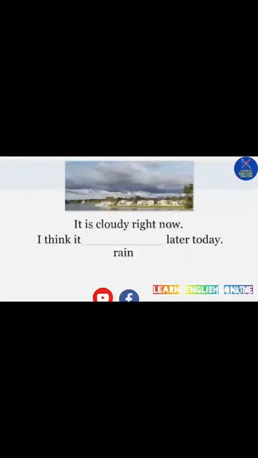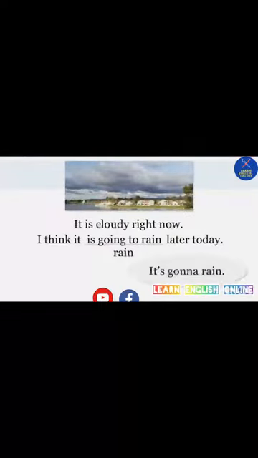It is cloudy right now. I think it... And now we need the future for rain. I think it is going to rain later today. I think it's gonna rain later today. Ooh, did you hear that? It's gonna rain.